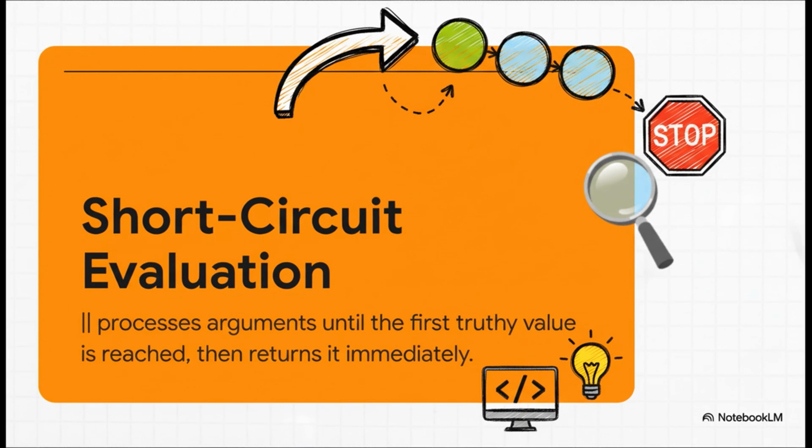You know, this behavior actually has a technical name. It's called short circuit evaluation. The second OR finds what it's looking for, that first truthy value, it just stops. It doesn't even bother looking at the rest of the chain. This makes it super efficient, and you can do some really clever things with it.